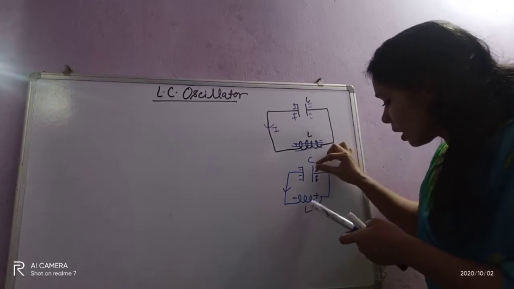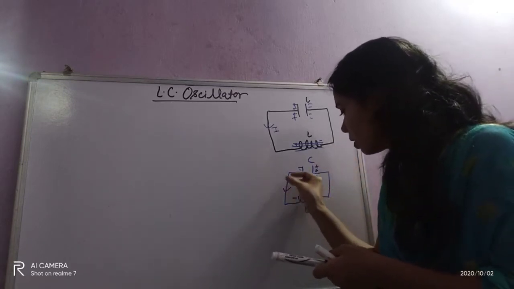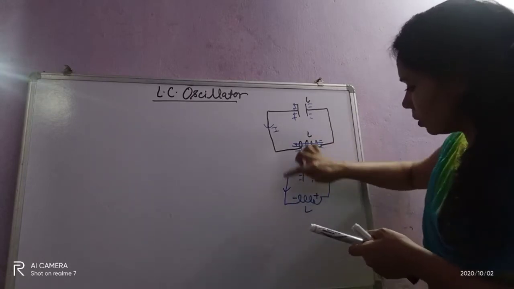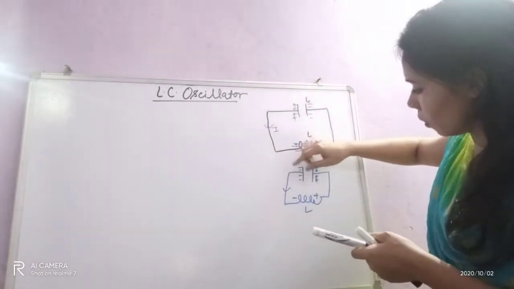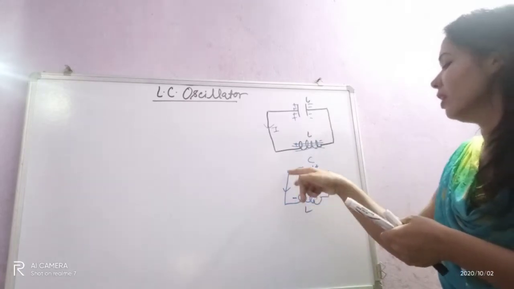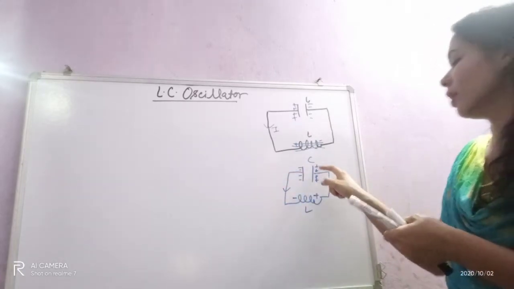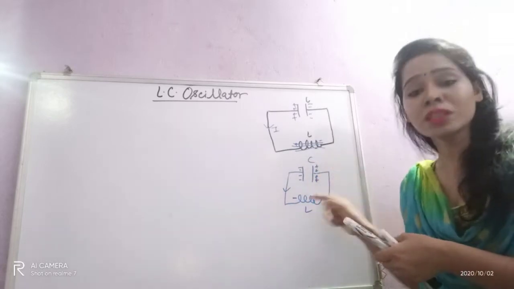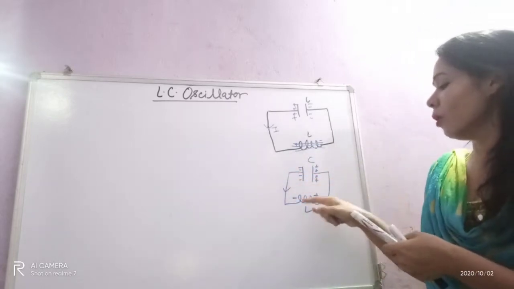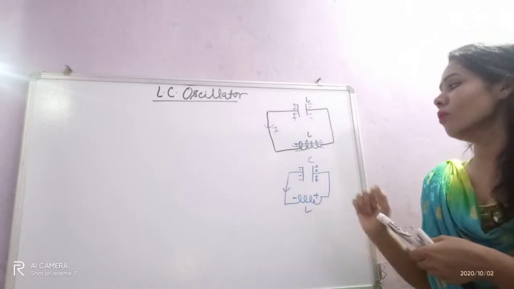Since electrons are flowing from this plate to this plate, the current will flow in the opposite direction of the flow of electrons. So by this behavior, it is supporting the current. Electrons flow from this plate to this plate, so obviously the current flows in the opposite direction. Now it is supporting the flow of current.